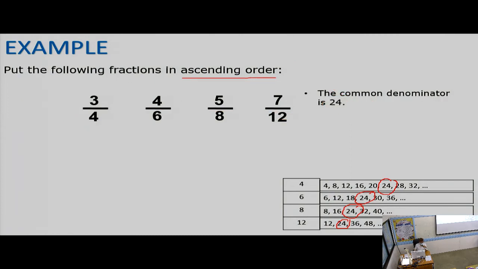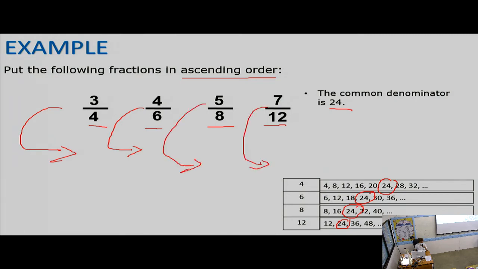Okay? So we have here, remember, 4, 6, 8, 12. The denominators of the given fractions, get the LCD. Now that we have the common denominator, which is 24, we're going to turn all of these given fractions into the equivalent fraction in which the denominator is 24. Remember equivalent fraction?